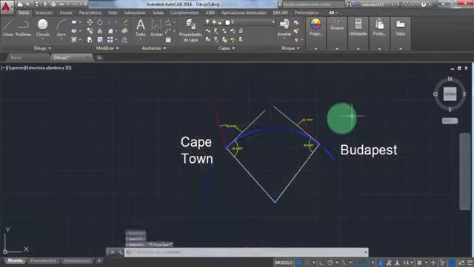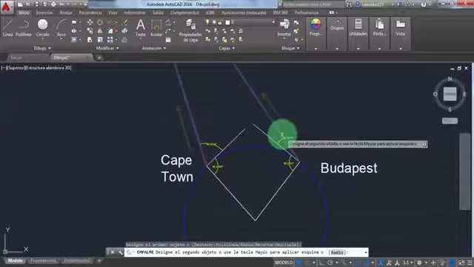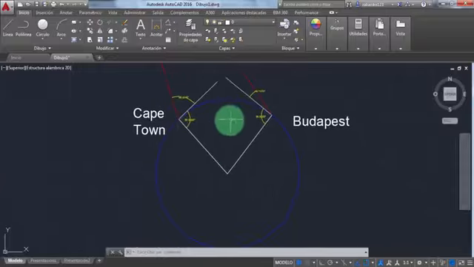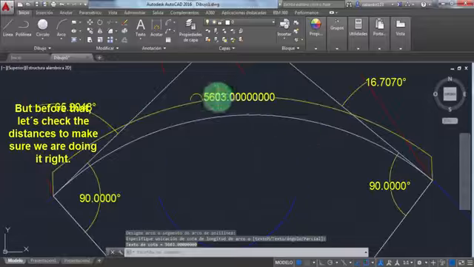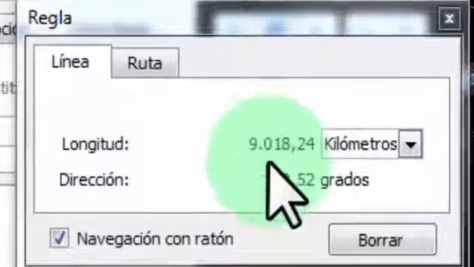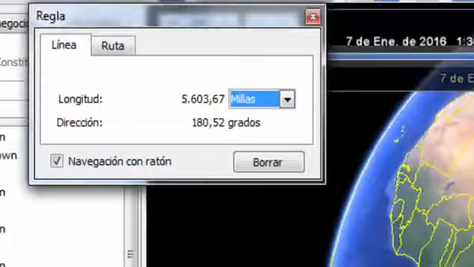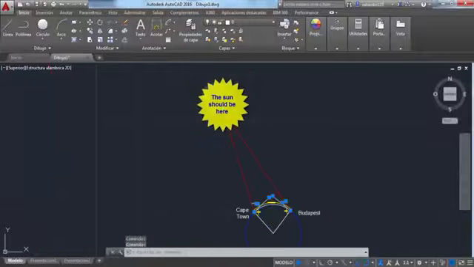Now let's measure the distance in AutoCAD. If you think that if we open these angles a little bit more, we will get to 93 million miles, then you are wrong. And I am about to prove that to you. But before that, let's check the distances to make sure we are doing it right. So this is the distance we have in AutoCAD. Let's see if that is exactly the distance we got from Google Earth. It matches perfectly. Now let's see how far these lines are going to take us. It doesn't look so far.